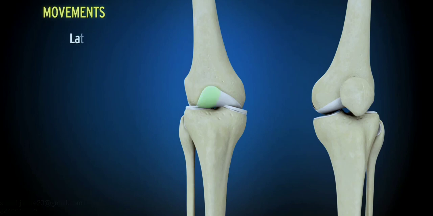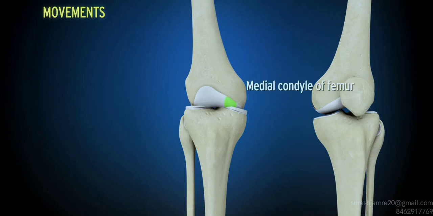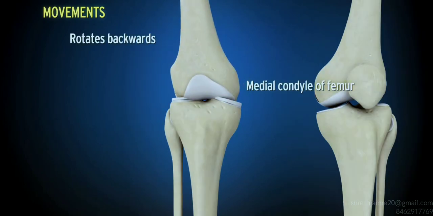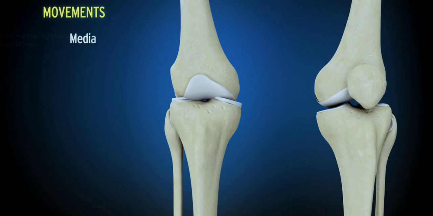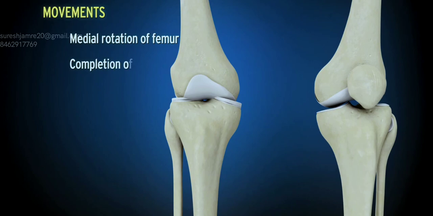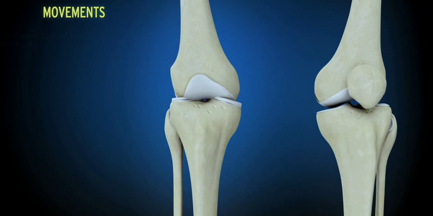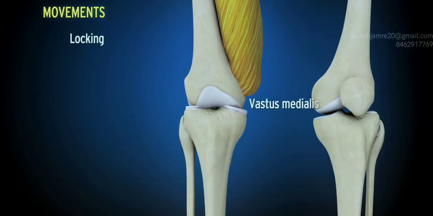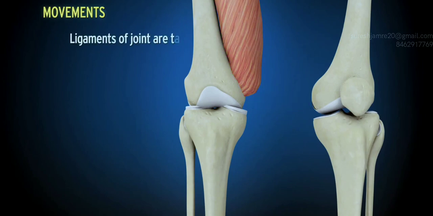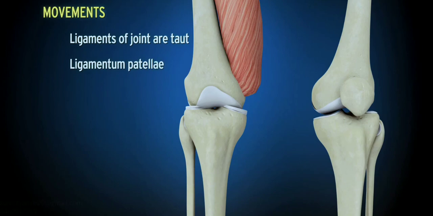At this stage, the lateral condyle serves as an axis around which the medial condyle of femur rotates backwards. This final medial rotation of femur on tibia helps in completion of extension. This movement will lock the knee joint. Locking is produced by vastus medialis. In locked knee, all ligaments of joint are taut except the ligamentum patellae.